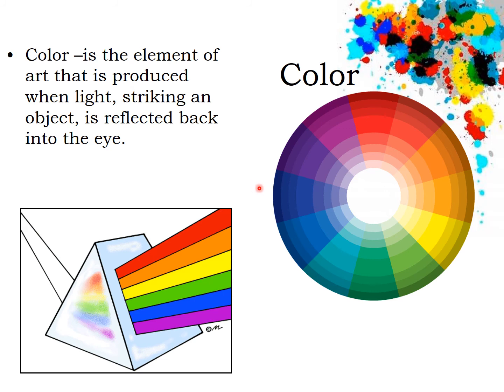All right, color. Color is the element of art that is produced when light striking an object is reflected back into the eye. So this one's a nice, easy one. You can just pick up your colored pencils and add a little bit of color. Let's dive a little bit deeper into color.